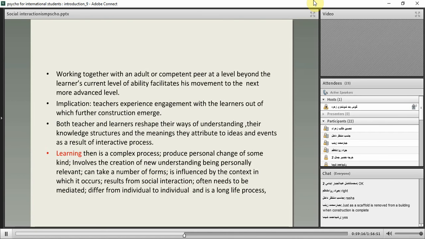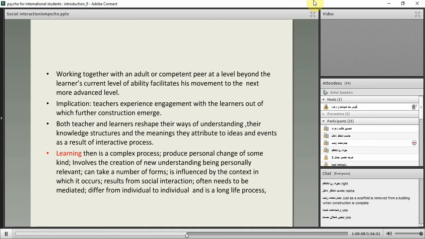So by scaffolding, we mean one way of scaffolding is to provide students with feedback to their responses in order to fine-tune their answers, right? In this way, the students can appropriate their language responses. So both teachers and learners, through guided participation, reshape their way of understanding, right? Refine their understanding, their knowledge structures and the meanings they attribute to ideas and events as a result of the interactive process. So all this happens through interaction.